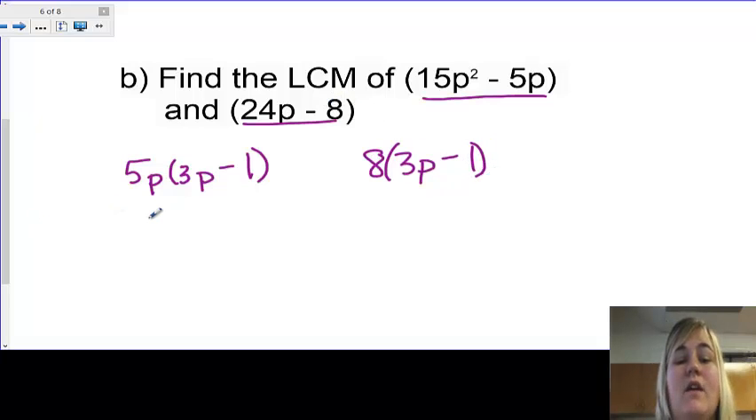So I can see my factors here are 5p, this whole quantity, 8, and the same whole quantity.